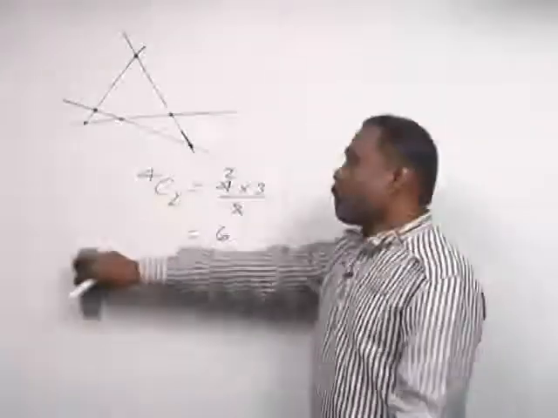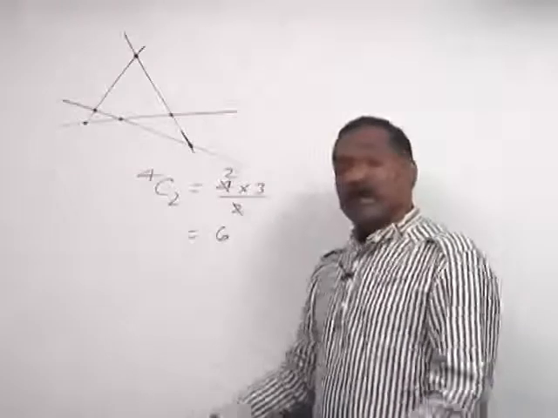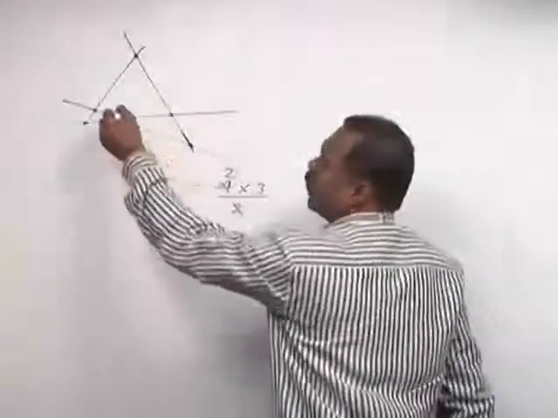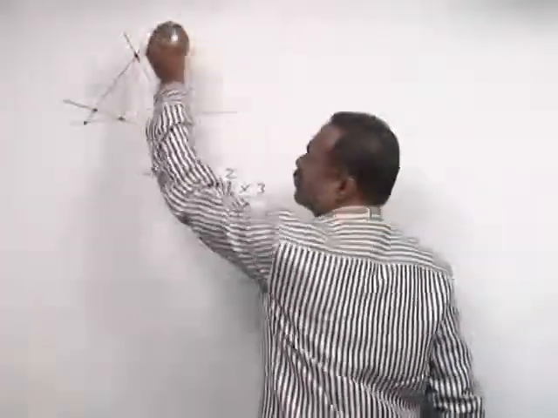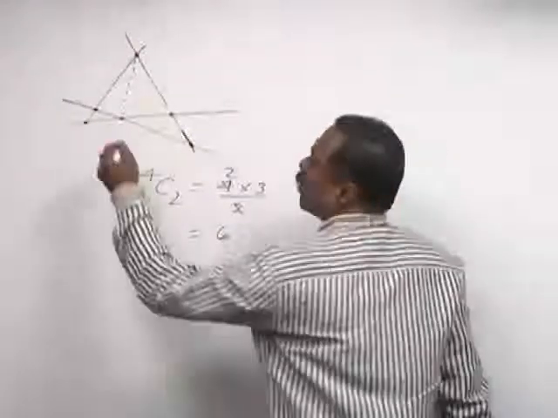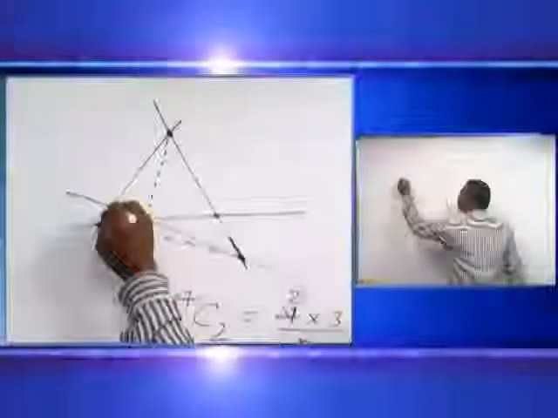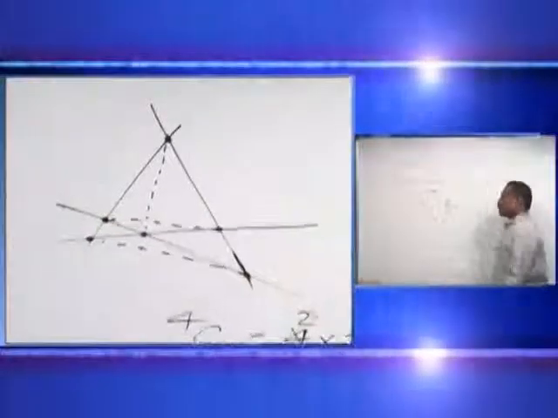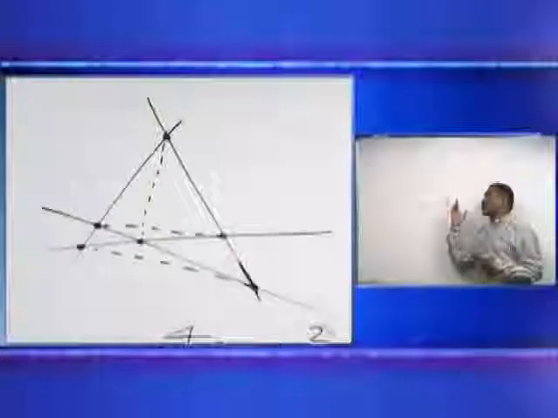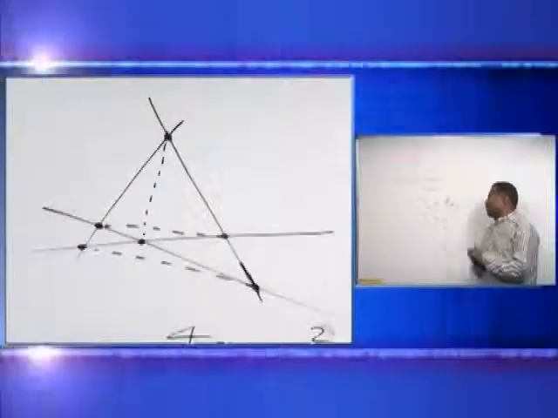Now, what the question is, all these points of intersection are joined. This is 1 line, and this is another line. This is another line. So, how many fresh lines are formed now? 3 fresh lines are formed.